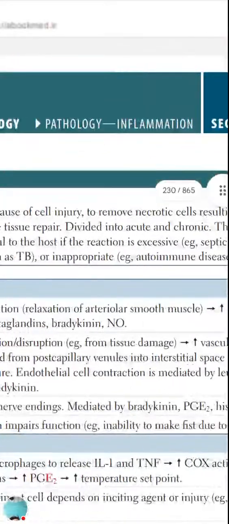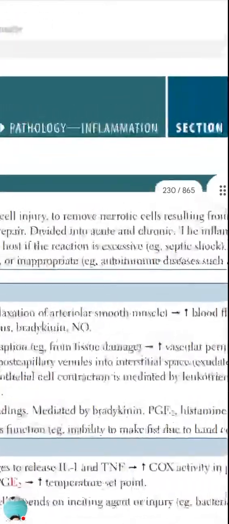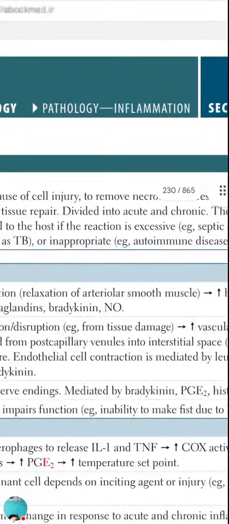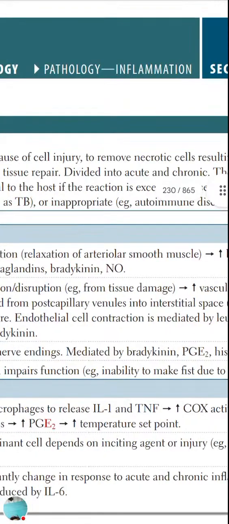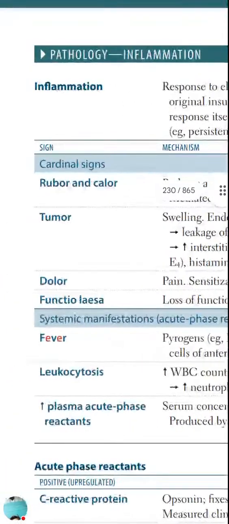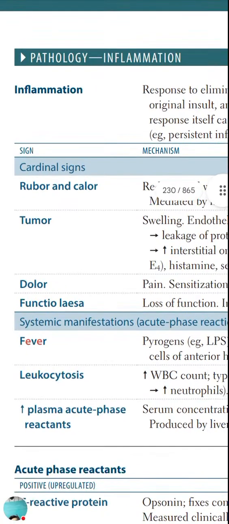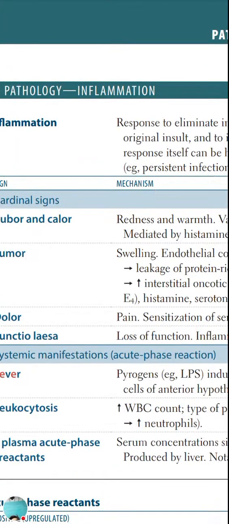Inflammation, including septic shock, TB, autoimmune diseases such as SLE, systemic lupus erythematosus. The cardinal signs of inflammation are rubor, calor, tumor, dolor, function loss. Rubor means redness due to vasodilation, and calor means warmth due to vasodilation.